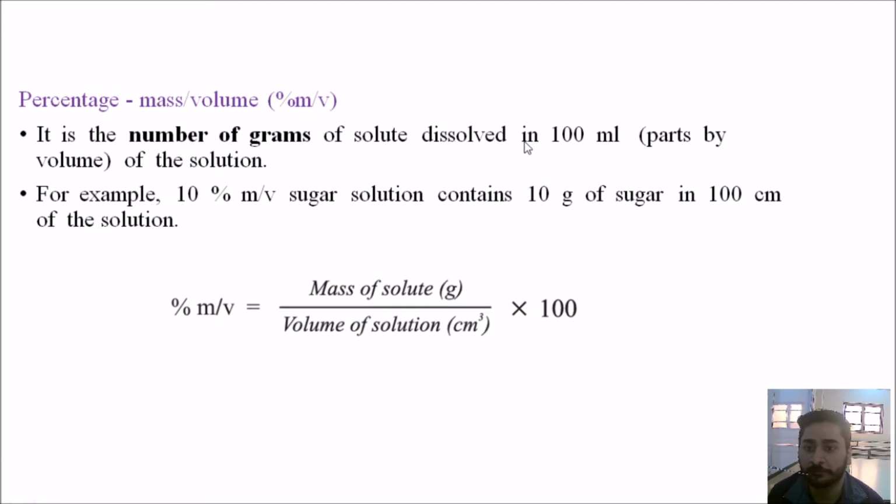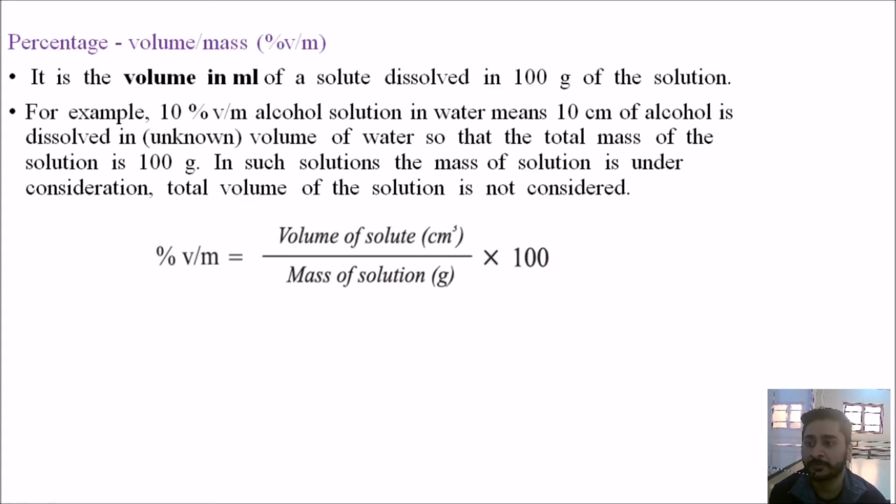So if we have 100 ml of solution, and we have to find out mass by volume, then we consider the solute to be in grams. So mass of solute divided by volume of solution, which is in ml or centimeter cube, they are both the same things. As I have already discussed, you multiply it with 100, that is mass by volume percentage. The third type of percentage is called volume by mass.